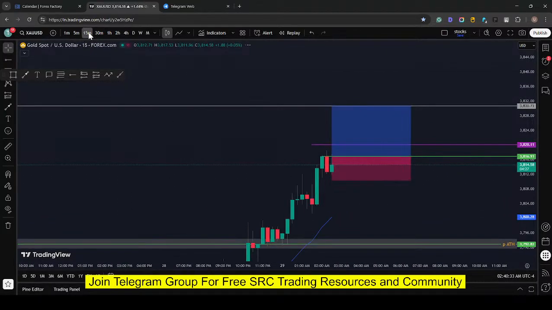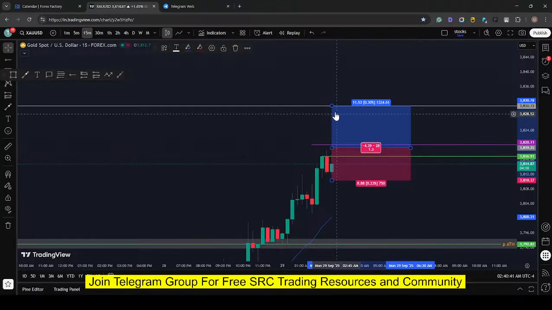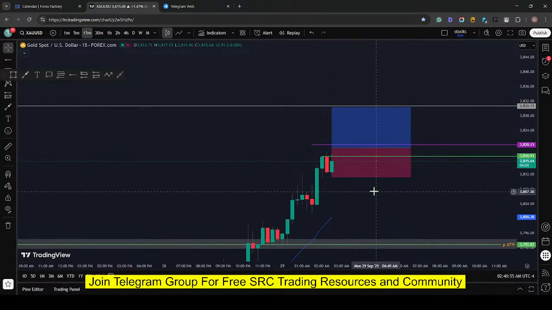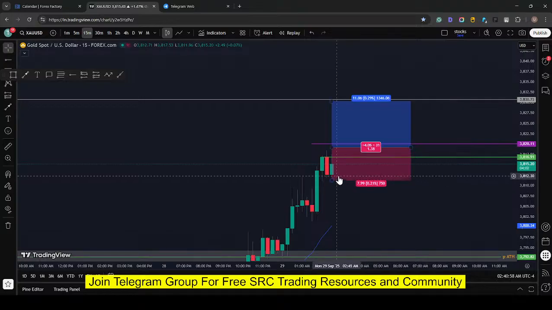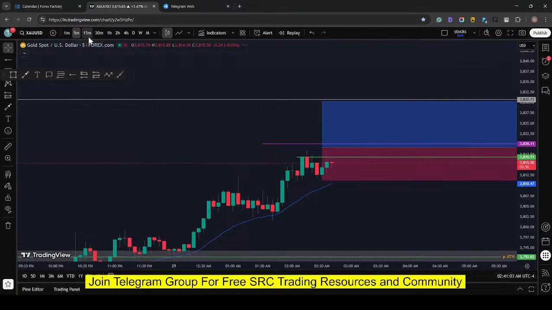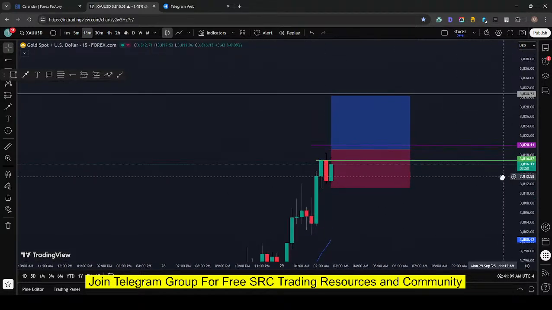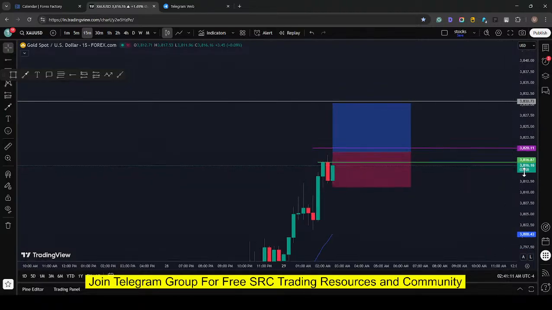If this 15 minute candle closes a good bullish candle and above this level, I'll look for buys, placing the stop loss below the current candle, and I'll aim for this 30 level. And if this candle closes as a good bullish candle above this green line, and it will close in next 4 minutes.